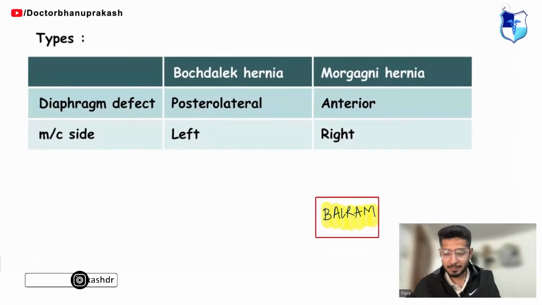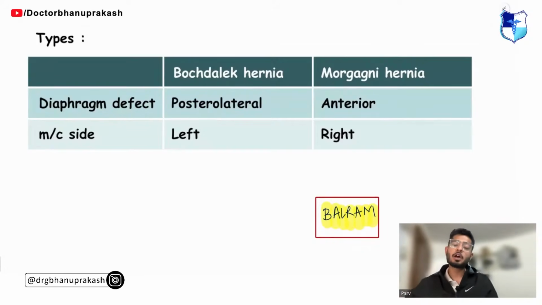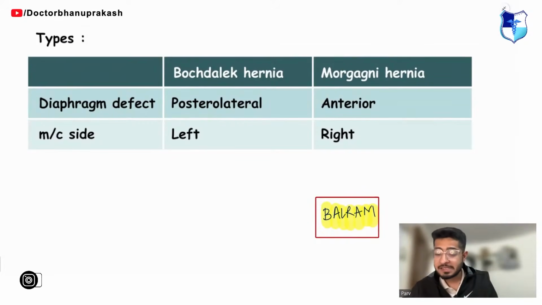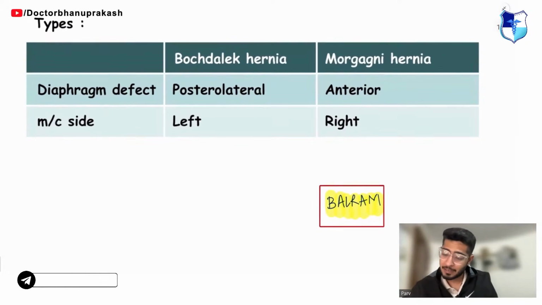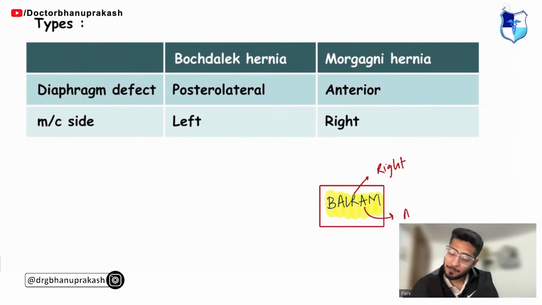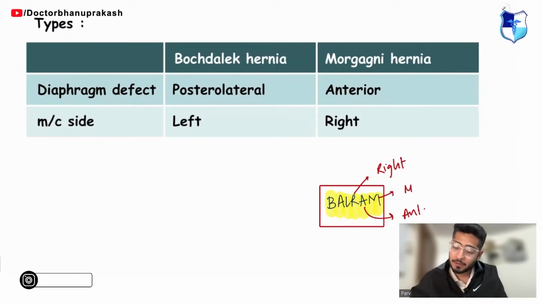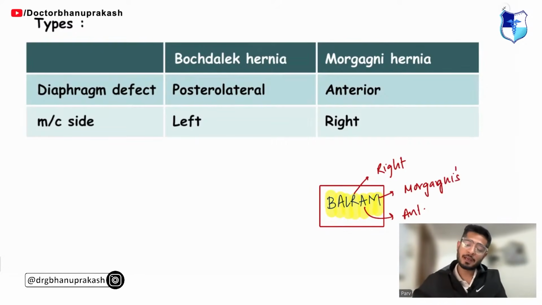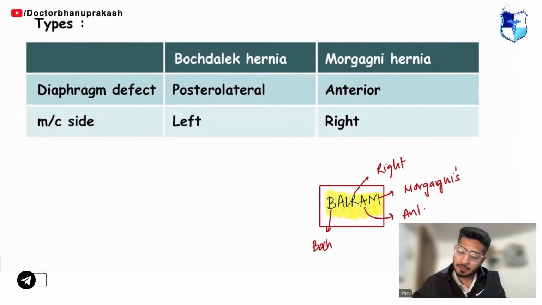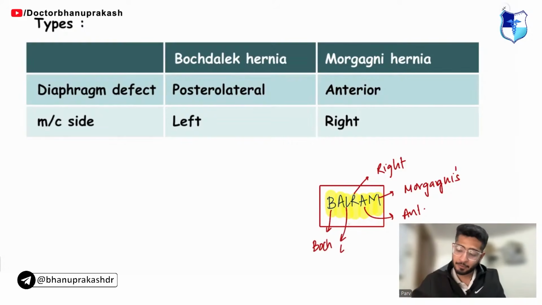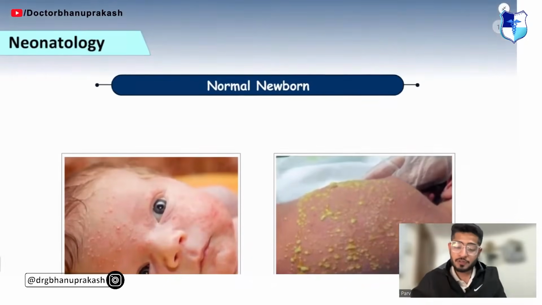On the left is another area of hernia, that is called Bochdalek's hernia. So the mnemonic is Morgagni's hernia: R for right, A for anterior, M for Morgagni's. So Morgagni's hernia is right anterior, whereas Bochdalek's hernia, B for Bochdalek's, is L for left. L for left.